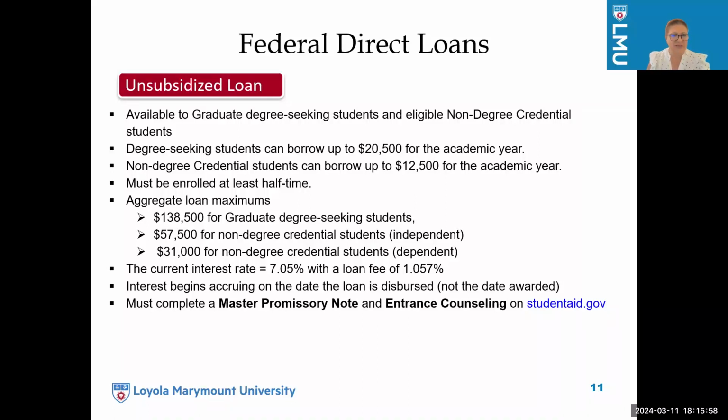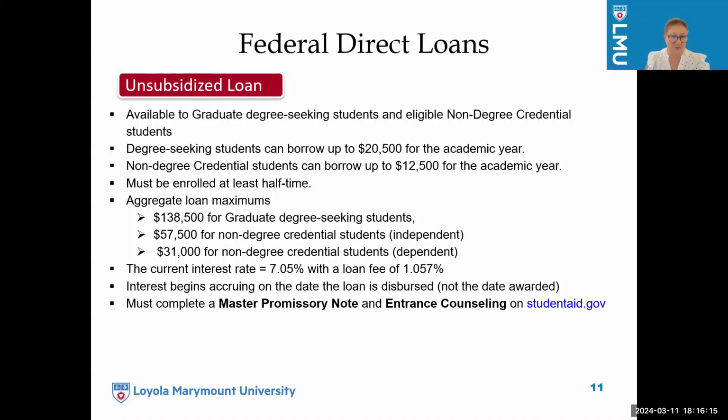The current interest rate is 7.05 with a loan fee of 1.057. Interest begins accruing on loans as of the date it's disbursed to the student, not the date that we award you, not the date that you accept it. It's the date that it's actually disbursed to your account.